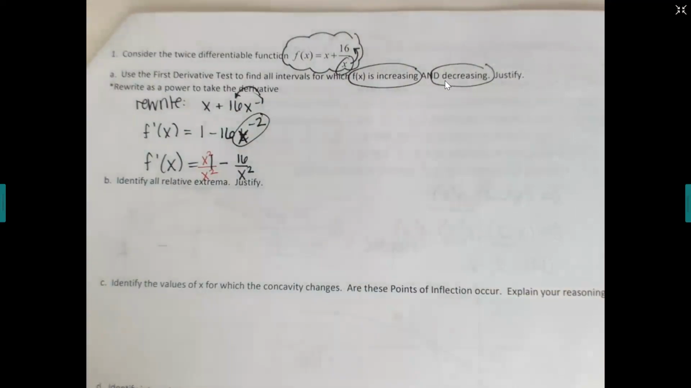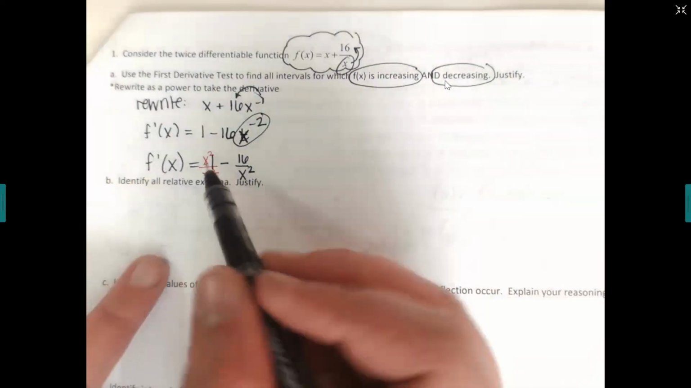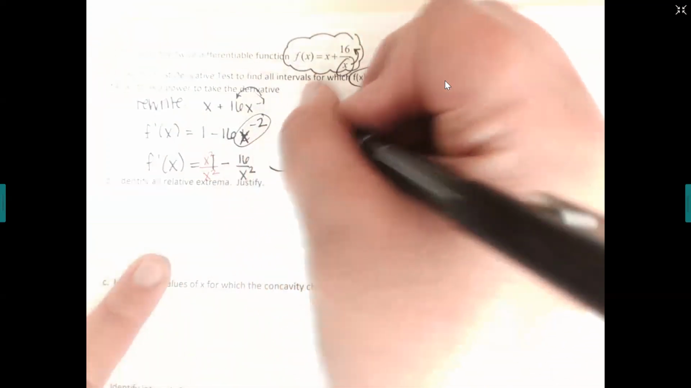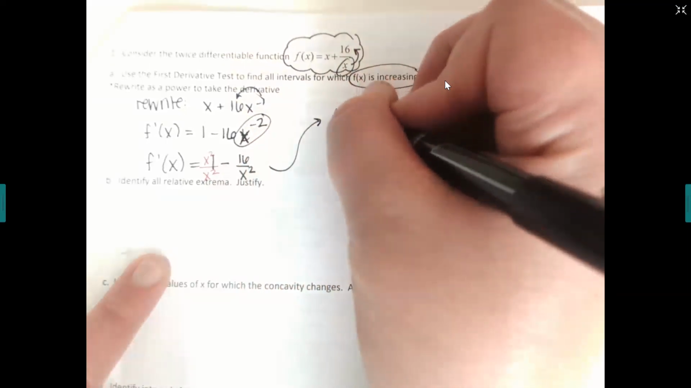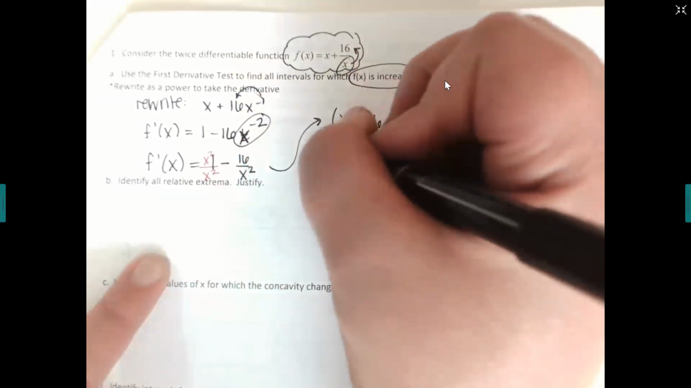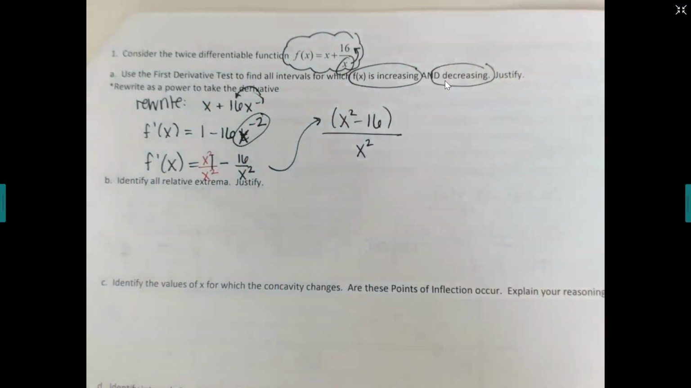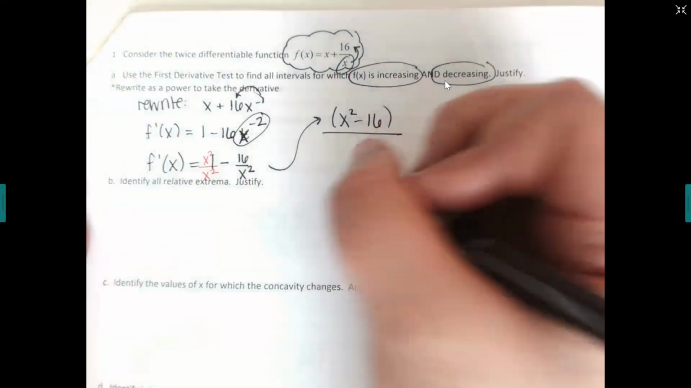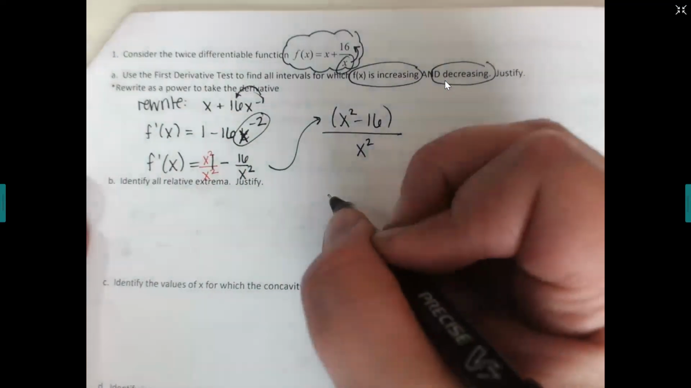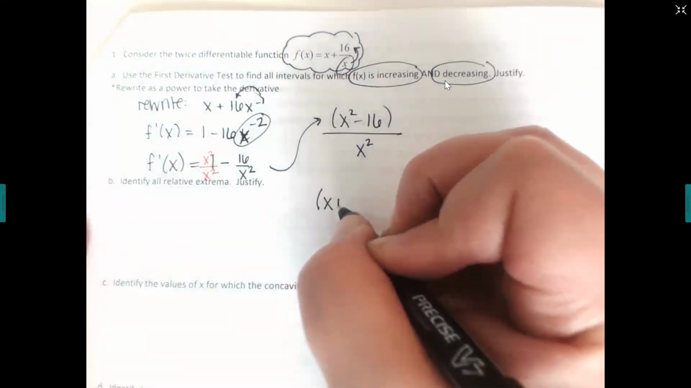So now here's what you have. X squared minus 16 on top over x squared on bottom. And now that that's one big fraction, it's factorable. How could we break down the top? X plus 4, x minus 4.